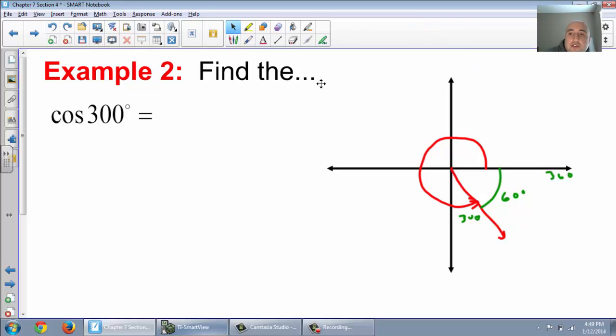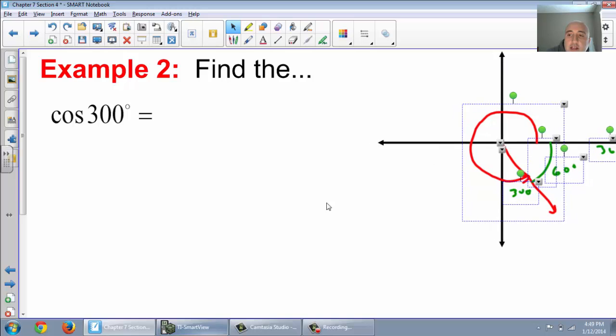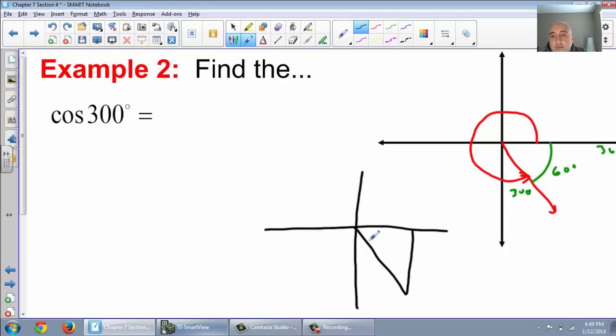Okay, so now I'm using my 60-degree triangle in which quadrant? Okay, I'm in the fourth quadrant. So I'm going to draw a 60-degree triangle in the fourth quadrant. It doesn't need to be precise, it just needs to be a right triangle in the fourth quadrant.